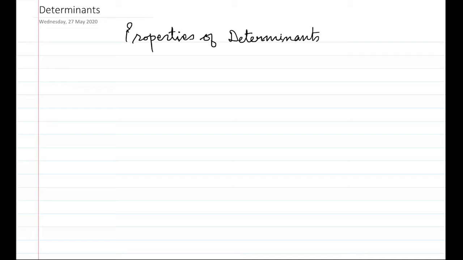In this video, we will learn some properties of determinants which can be used in simplification of determinants, like finding factors or obtaining the maximum number of zeros in a row or column. So let's start.